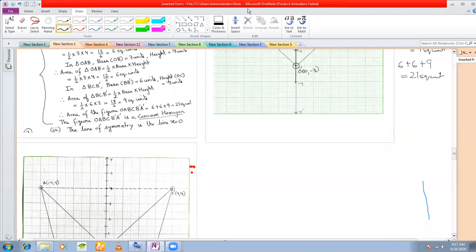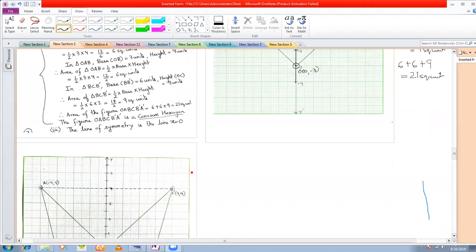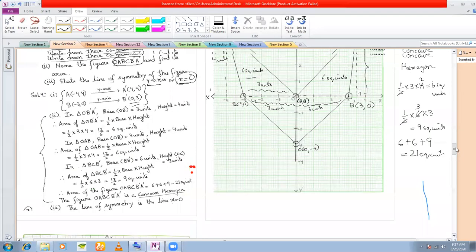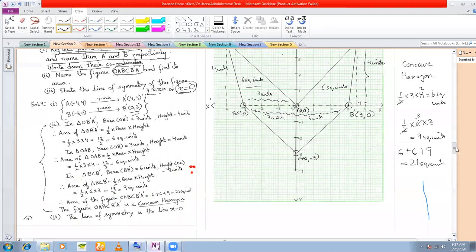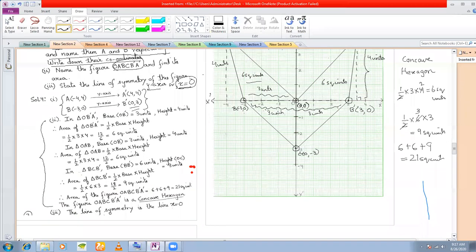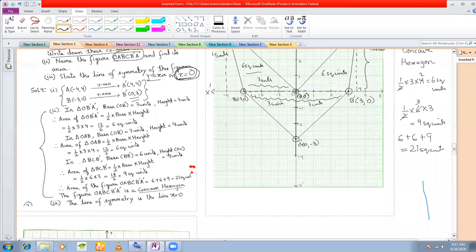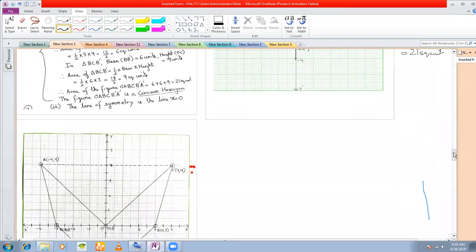You can't hear me? So Devduti, which one do you prefer? Y-axis or x is equal to 0? Which answer do you prefer? Okay, so either you can call it the y-axis or you can call it x is equal to 0. Fine. Let us proceed to the next one.